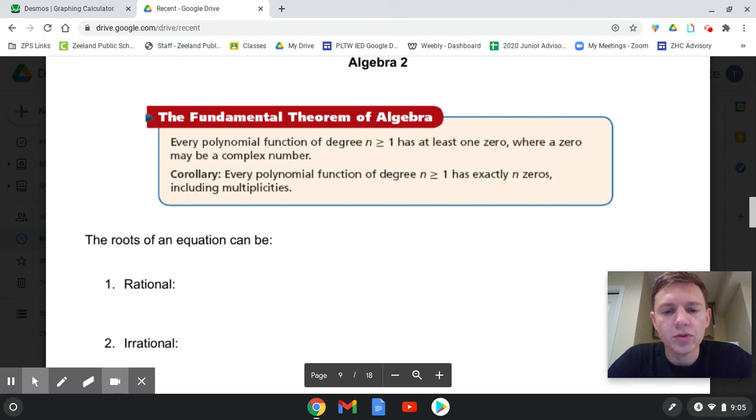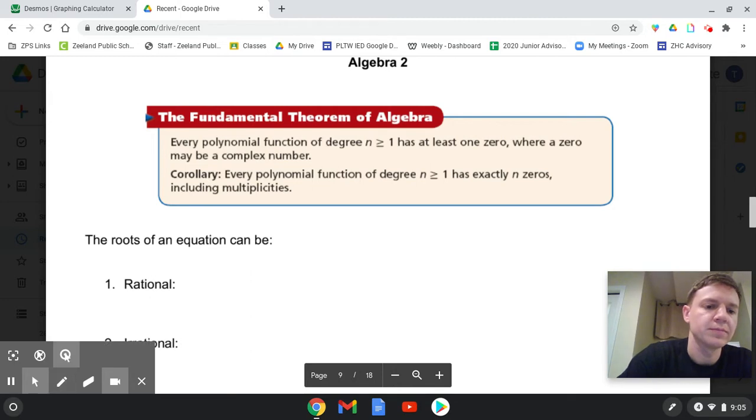Hello and welcome to notes on polynomial roots and identifying them, as well as the fundamental theorem of algebra, like you see right there. First, the fundamental theorem of algebra just states, I want to highlight a couple things there.